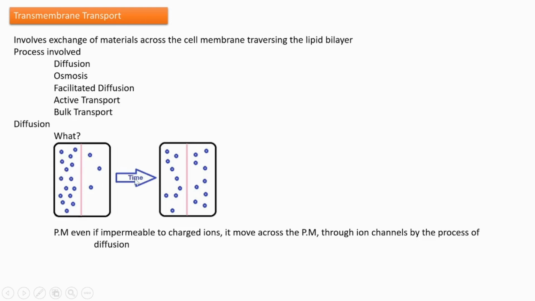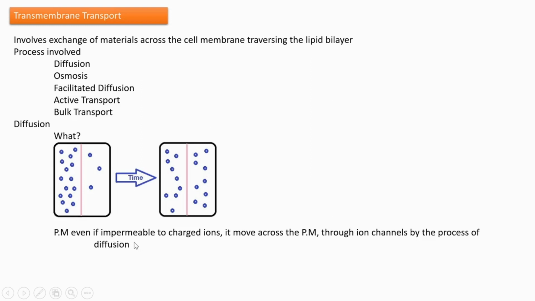Here you can see a picture. This side has more concentration. This side has less concentration. After some time, we can see that both sides have reached equilibrium with regard to the concentration. They attain that equilibrium because of diffusion. What is the pattern of movement? The substances move from higher concentration to the lower concentration. By that way, they attain that equilibrium. This is one method.